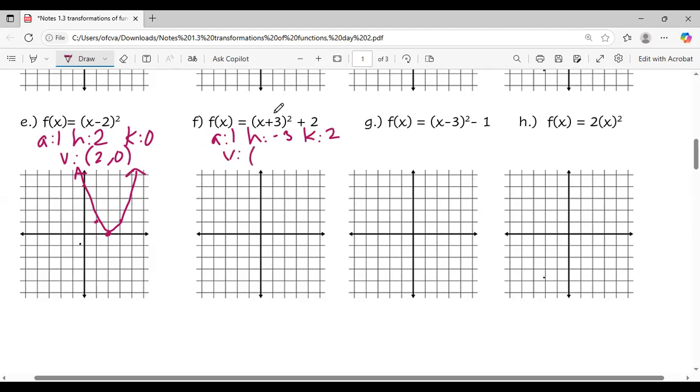That means your vertex for this one actually shifted left and up. So this is -3, 2. So it's shifted 1, 2, 3, 1, 2, right here. So that's where your new vertex is. And your a is 1, so the width is still the same. And I'm going to run out of the grid here, so I'm just going to approximate. It's going to go around there. It's not perfect, but it's there.